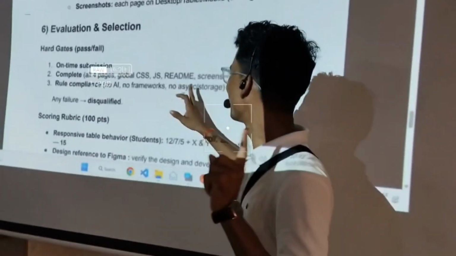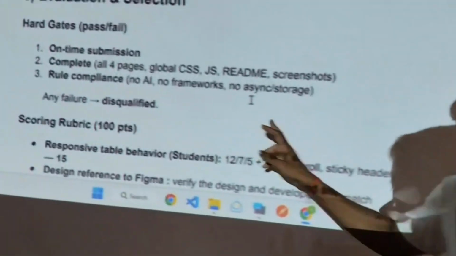No framework, no async storage. Getting my point? Then strictly written, any failure is disqualified.